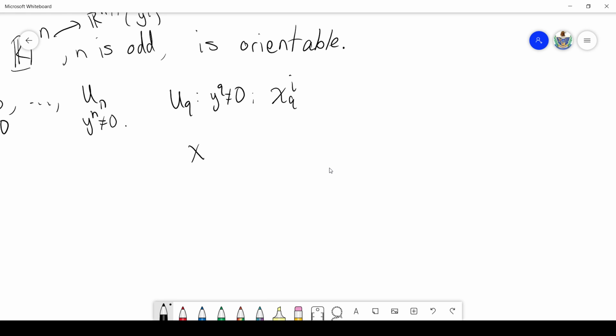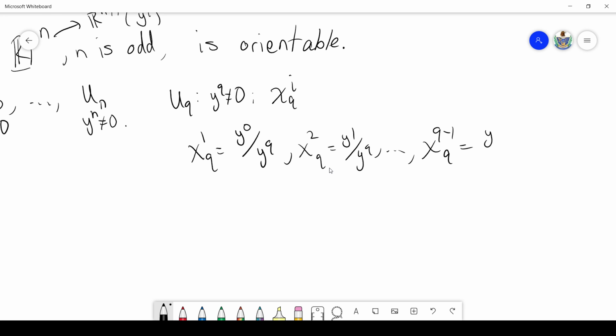Let's see, we start at x1q, which is going to be equal to y0 over yq. And remember, in UQ, yq is never equal to 0, so we can safely divide by yq. Similarly, x2q is going to be y1 over yq, and we're going to continue in this fashion until we hit xq minus 1. Actually, not xq, xq. So here we get that.